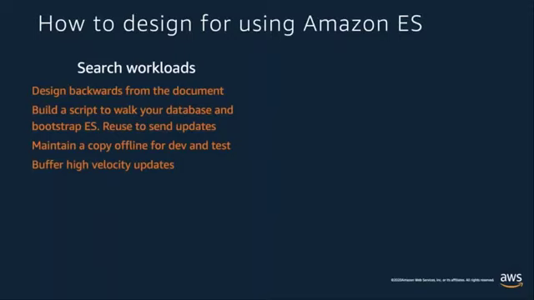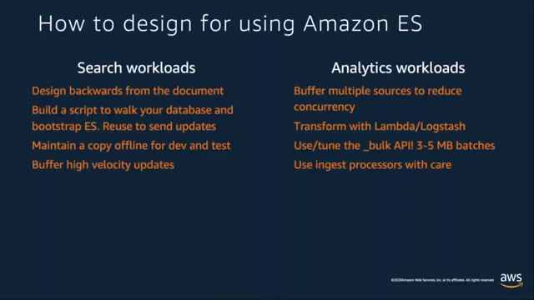Switching over to analytics workloads, again, buffering is a key concept here. Elasticsearch has a limit on the amount of concurrency that it's going to handle. Not a hard limit, it's a soft limit that is based on the hardware that you deploy in your domain, your data nodes and your master nodes. So we're going to buffer so that we reduce the number of concurrent connections that we need to maintain to the cluster. In both cases, that's a really important practice.